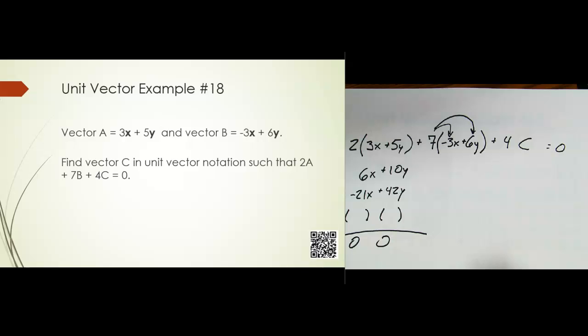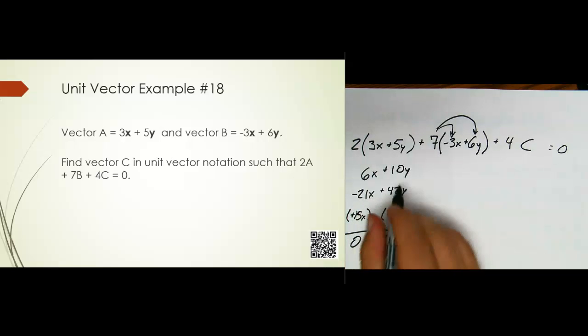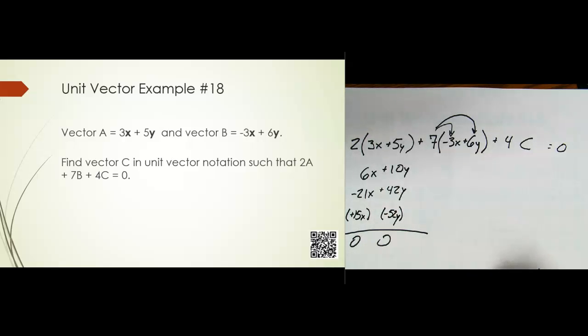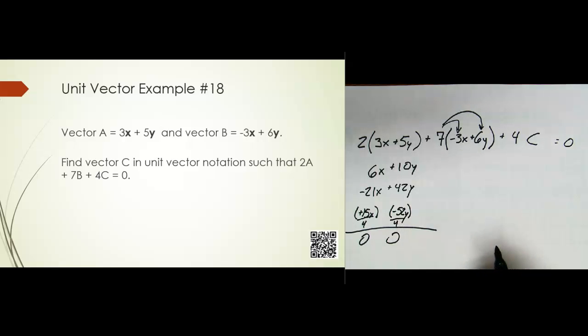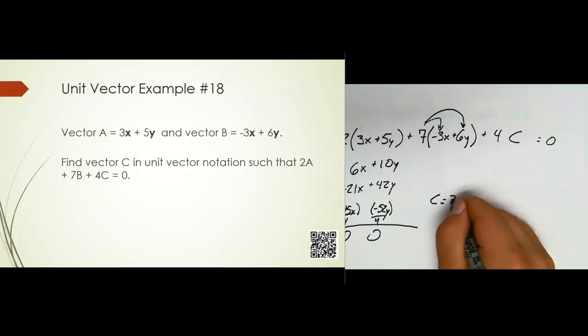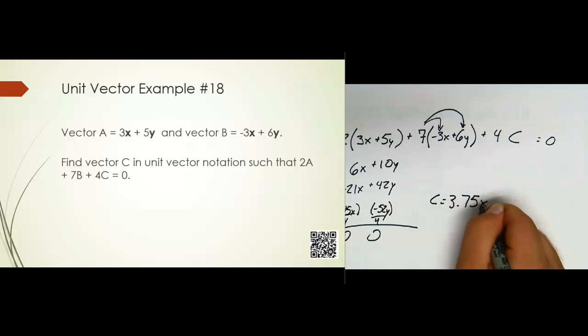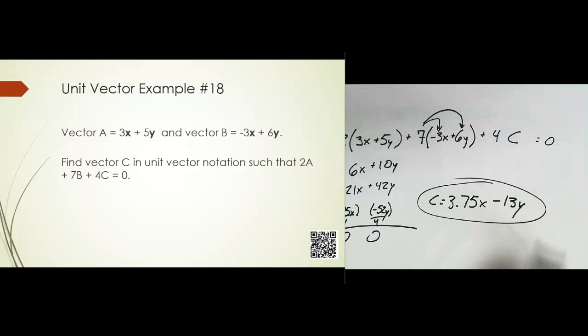Let's see. So 6 minus 21 is negative 15, so this is going to be a positive 15x. And that's going to be a positive 52, so that's going to be a negative 52y. Now it is 4C, so what I actually got to do is divide these answers by 4. When you divide your answers by 4, your C is going to be equal to 3.75x minus 13y. And that's your final answer.